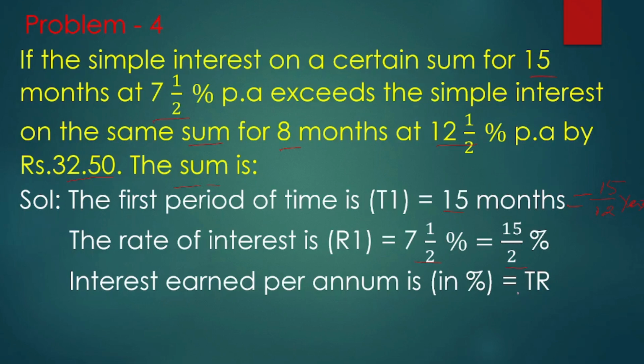Now the interest rate per annum is 15 by 2%, and the time period is 15 by 12. So the simple interest on the first time period is 15 by 12 into 15 by 2, because the percentage is 15 by 2% and the time period is 15 by 12. So 15 15s are 225 by 12 into 2, that is 24%.